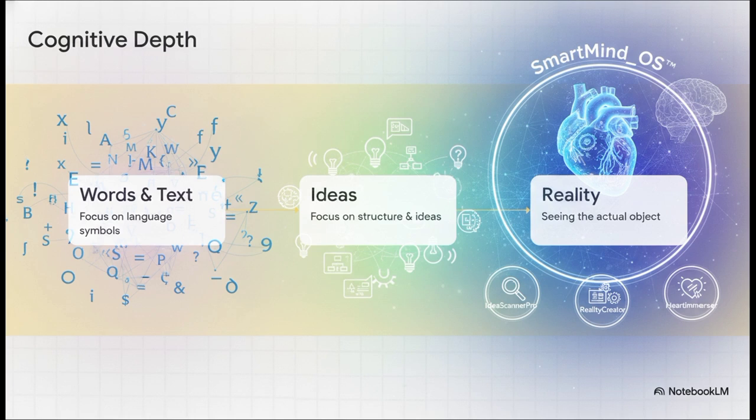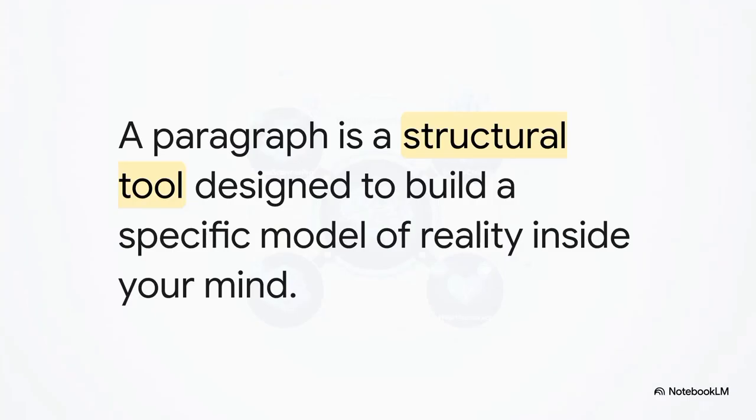But here is where the magic happens. Level 3, reality representation. This is where you literally stop reading and start seeing. You build a mental model so incredibly vivid that you practically experience the object in your mind. Remember, your job isn't to just read the sentences, but to extract the underlying framework and build that model. Think of a paragraph as a blueprint. It has a main idea that serves as the foundation, and then supporting ideas that act as the walls and the roof. Together, they form a complete framework for a reality representation.